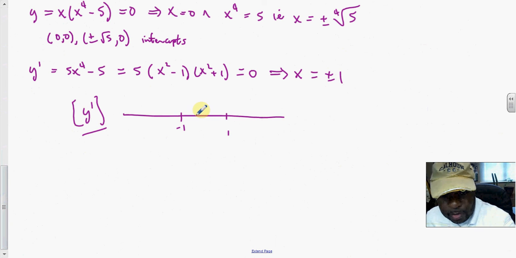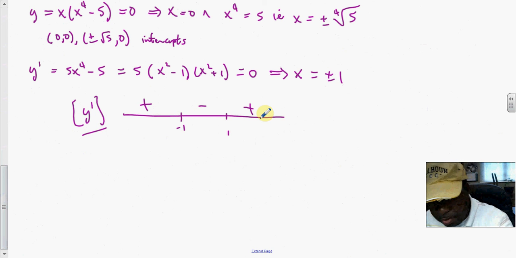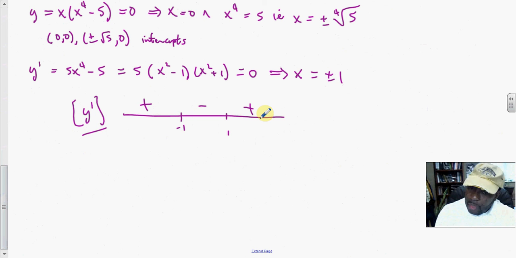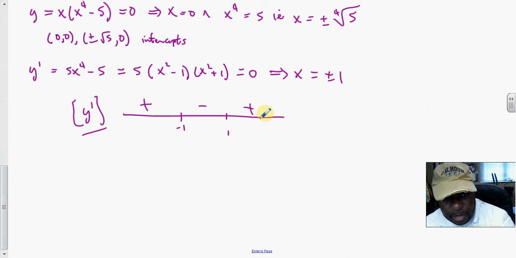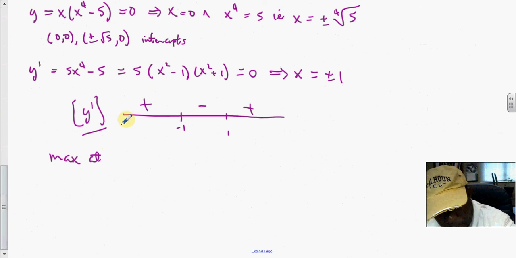So 0 is in the middle. Take a 0, plug it there, we get negative. Take a number less than -1, plug it here. Doesn't matter here, this is always positive. So we get positive, and you get positive over there. So that tells us that we have a maximum at -1. It goes up, increasing, then negative, decreasing.